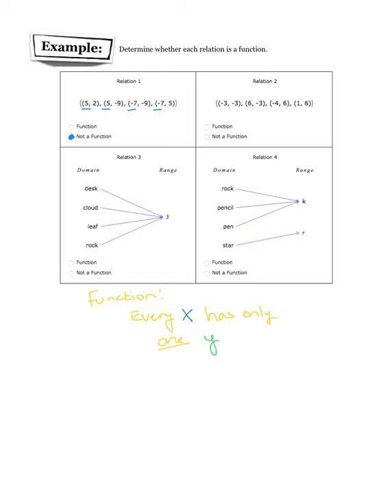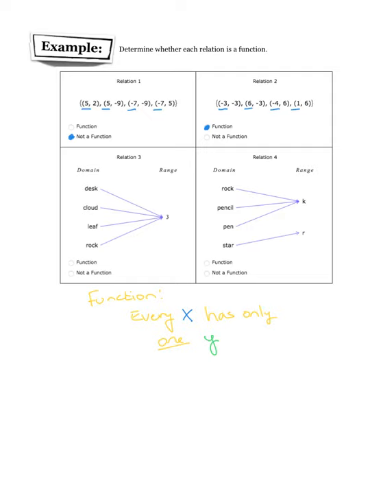Let's look at relation 2. I'm focusing on the x's. I don't have any repeat x's, do I? I have -3, 6, -4, and 1. So every x has only one y. This is a function.